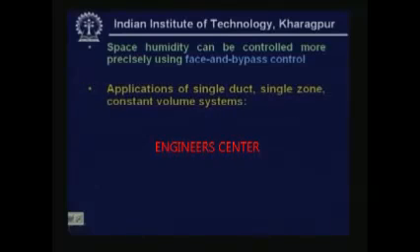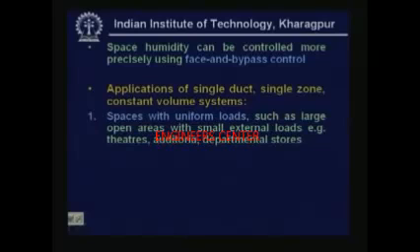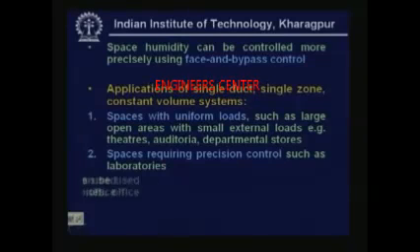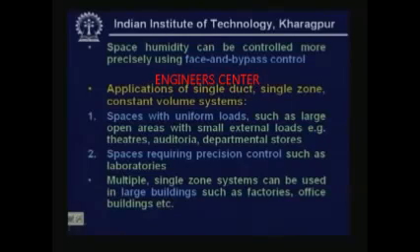And what are the applications of single duct, single zone, constant volume systems? These are applied in spaces with uniform loads such as large open areas with small external loads, that means basically internally loaded buildings such as theatres, auditoria, departmental stores, etc. These are also used in spaces requiring precision controls such as laboratories, where you have to control the temperature and humidity precisely. And you can also use multiple single zone systems in large buildings such as factories, office buildings, etc.